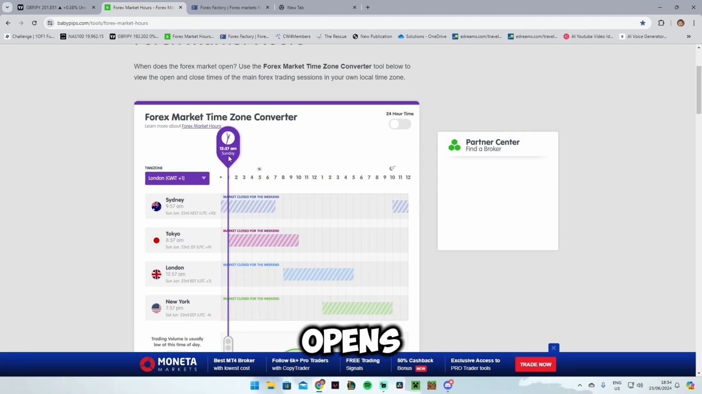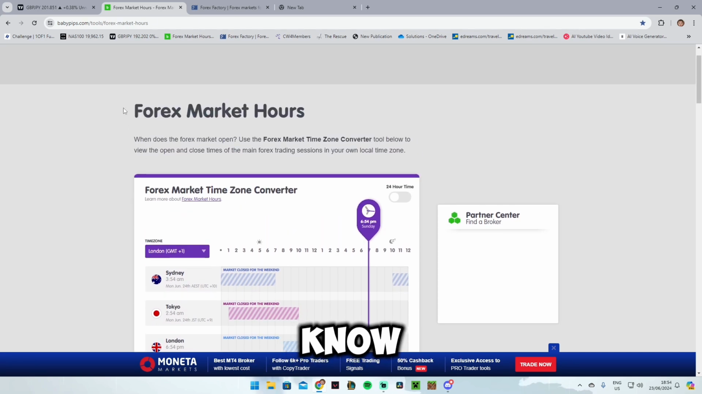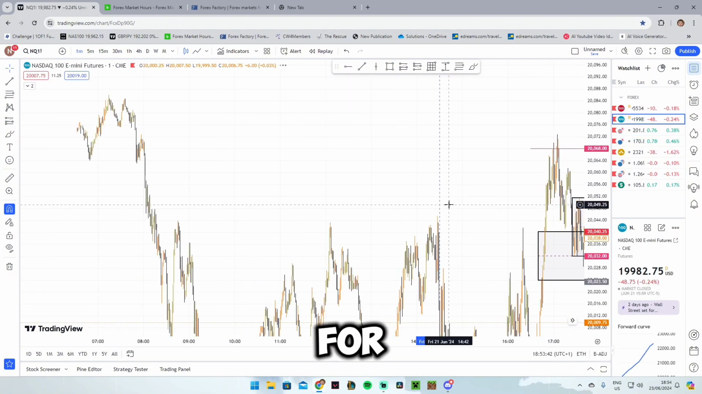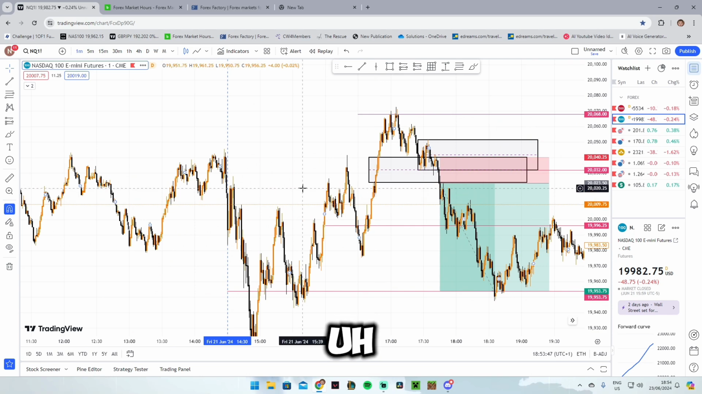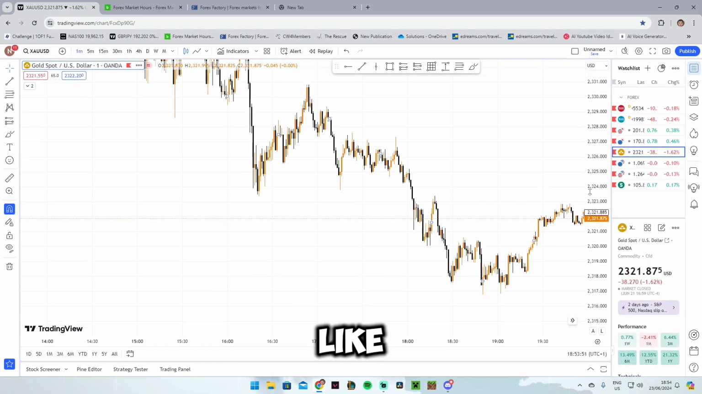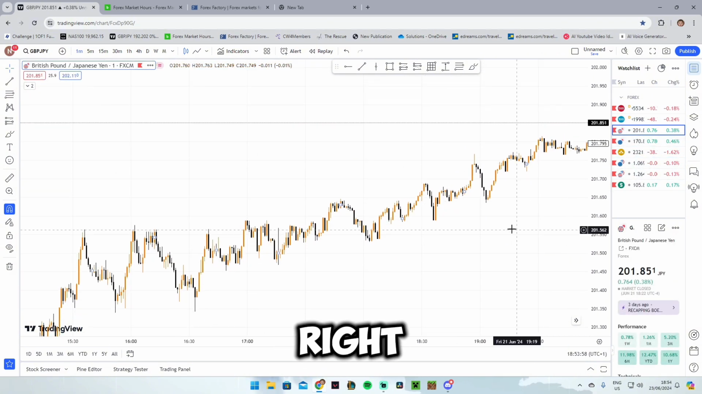And Tokyo opens at 1 a.m. So Asian session, London session, New York session. That's all we need to know for Forex. Obviously, it's a little bit different for indexes and futures and stuff, but I'm pretty sure commodities like gold are the same about market opens. So let me see. All right, boom.